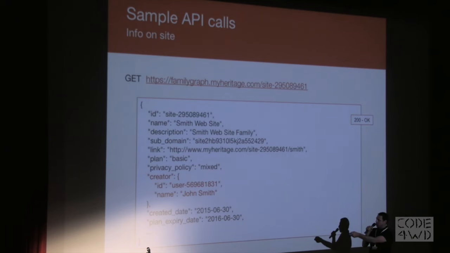And what I want to point out is that some of these properties that are being returned are very primitive, strings or numbers, but some of these are actually other objects. For example, the creator in the response is actually a property of type user. So we're allowing a response to contain objects within objects.